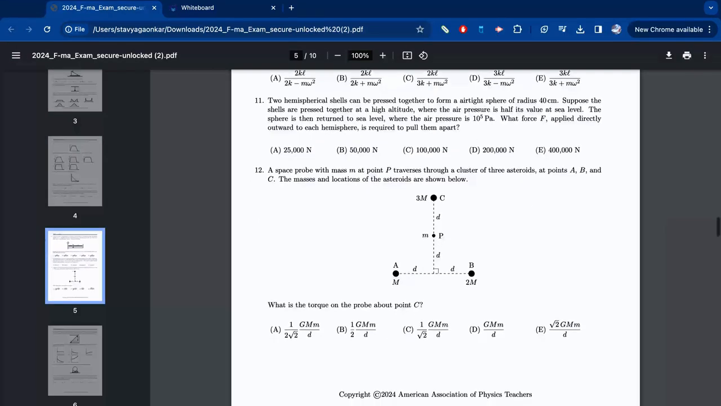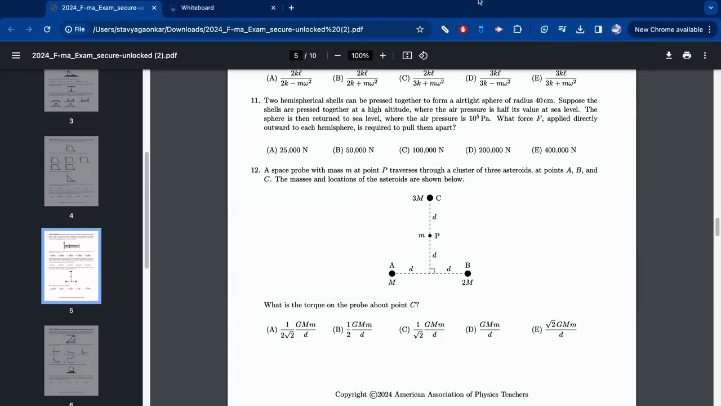So moving on to problem number 12. We have a space probe of mass m at point P, which traverses through a cluster of 3 asteroids at points A, B, and C, with masses m, 2m, and 3m. And we were asked to find what the torque on the probe is about point C.